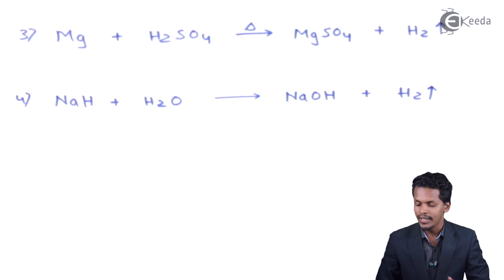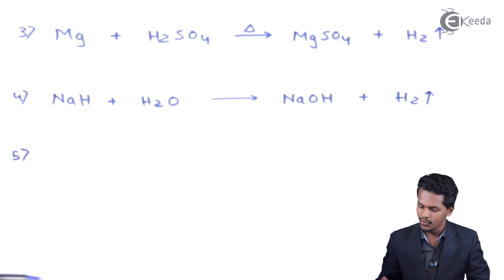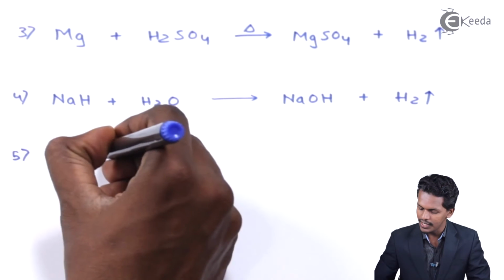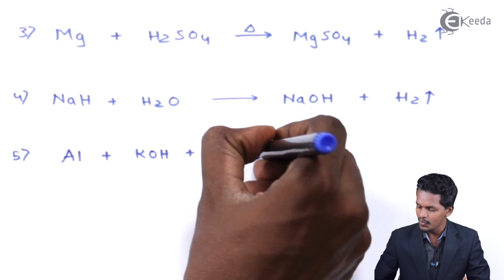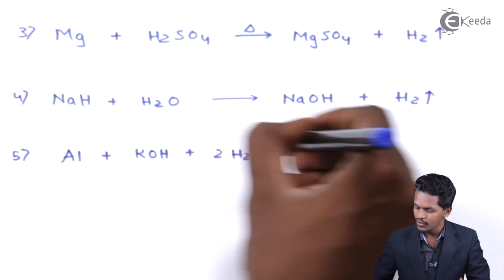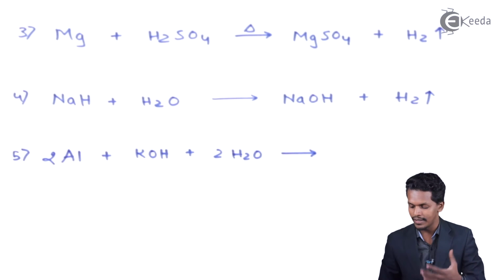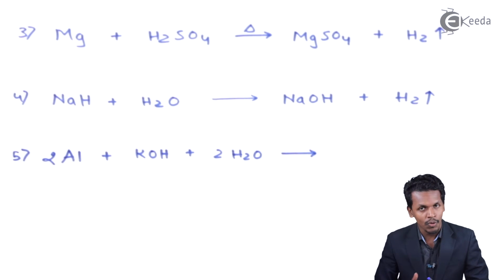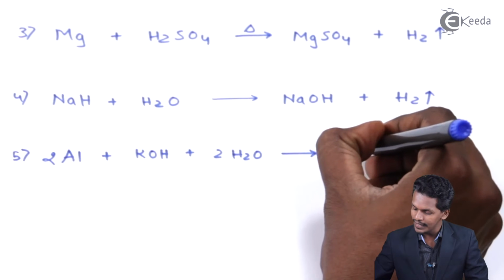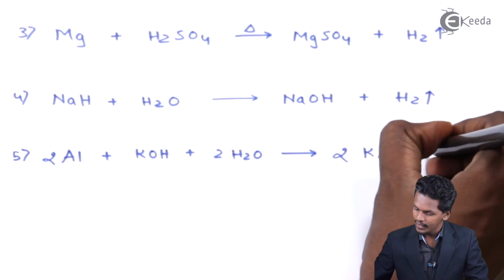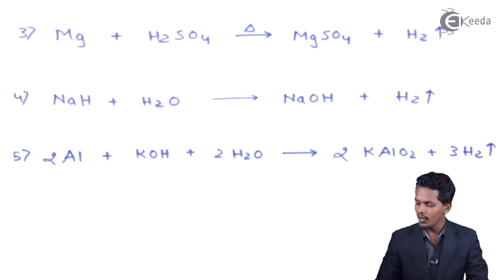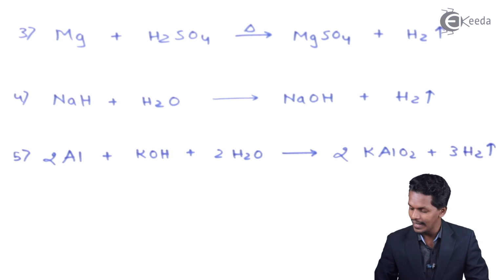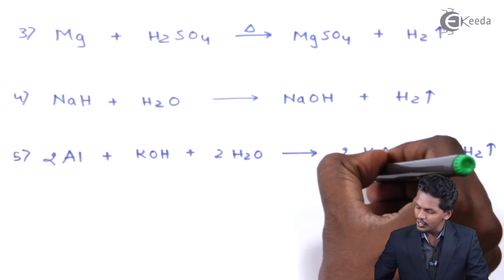Now let me talk about the last one: what if aluminum is treated with a base. When aluminum is treated with a base like KOH along with water, let me balance it here. 2 moles of aluminum are required to react with KOH and water so that we get 2 moles of KAlO2 plus 3 moles of H2. This is the byproduct. The product KAlO2 is known as potassium aluminate.